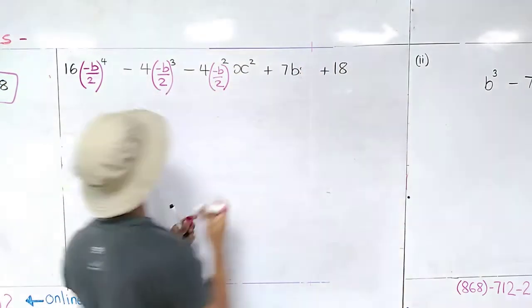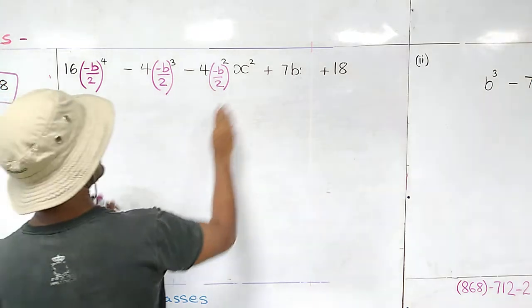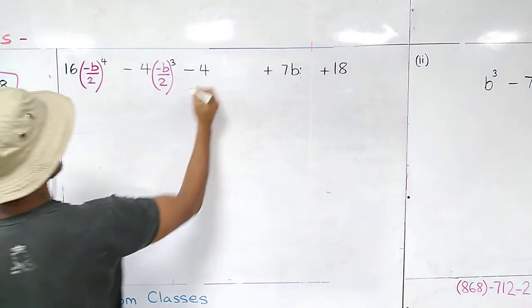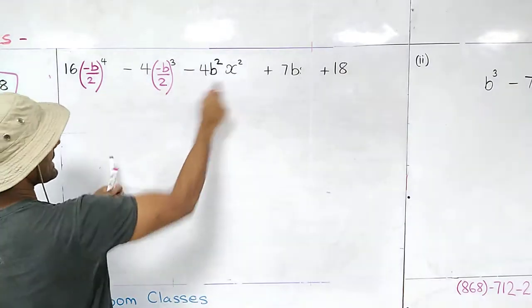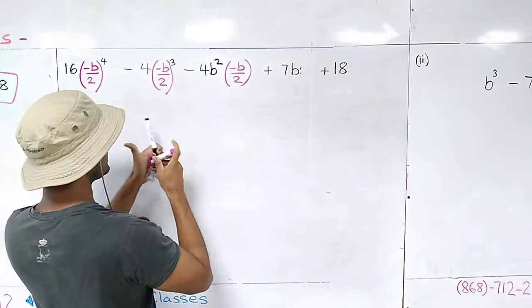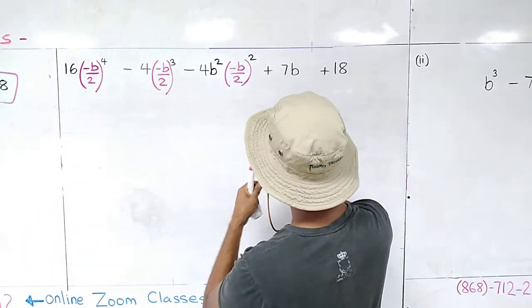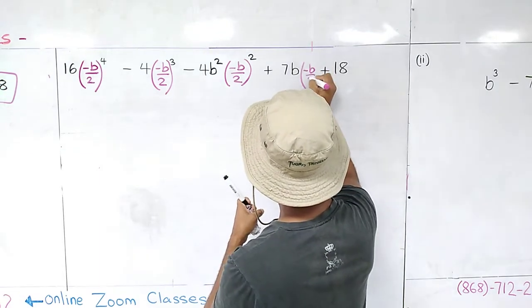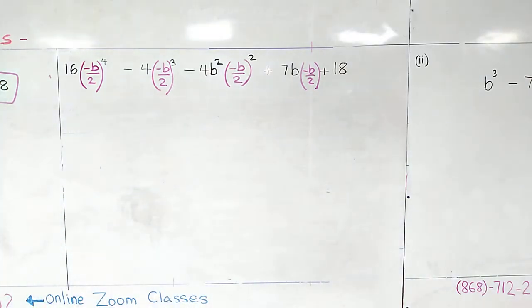X is what here? No, there's something wrong here. Wait, give me 1 second, guys. This one was 4b squared x squared. So I had to replace the x with what? Minus b on 2, and this was squared. This was 7bx. There was an x here. Let's replace him with minus b on 2. So I just want to double check everything because if I make one mistake, I have to debug the whole video. So minus b on 2, minus b on 2, minus b on 2.